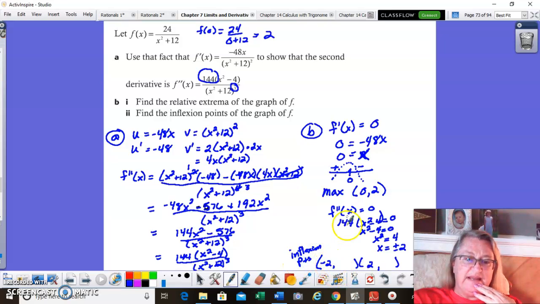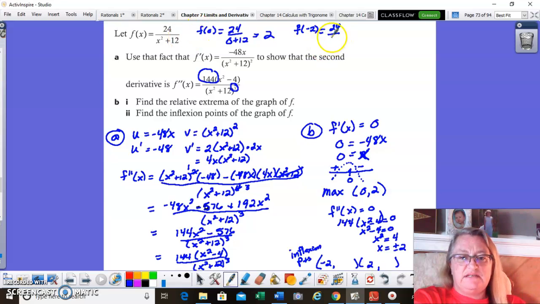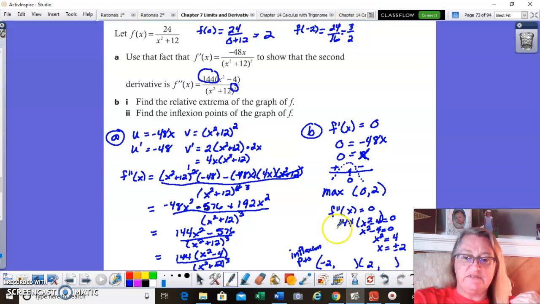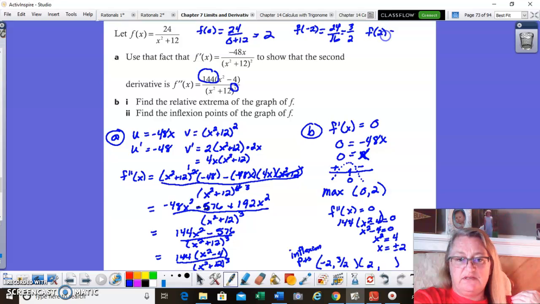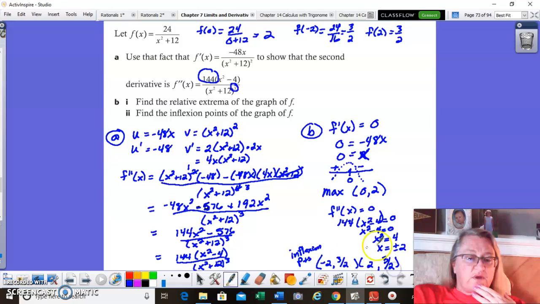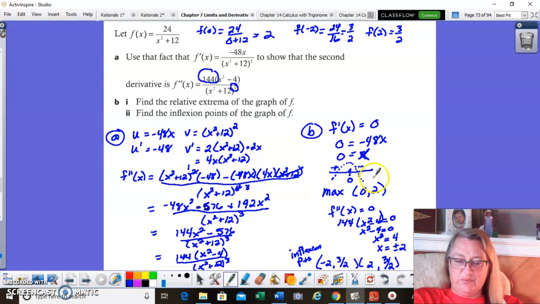All right, and if I substitute negative 2 in up here, f of negative 2 is equal to 24 over negative 2 squared, which is 4, plus 12 is 16. 8 goes into there 3 times and into there twice, so I got 3 halves. And I'm still going to get 3 halves because f of positive 2 is still going to get me 3 halves. Because when I put 2 or negative 2 here, it doesn't matter. It gets me the same value. So I have 2 points of inflection. I have 1 maximum point. Okay, so that's what this is telling me.